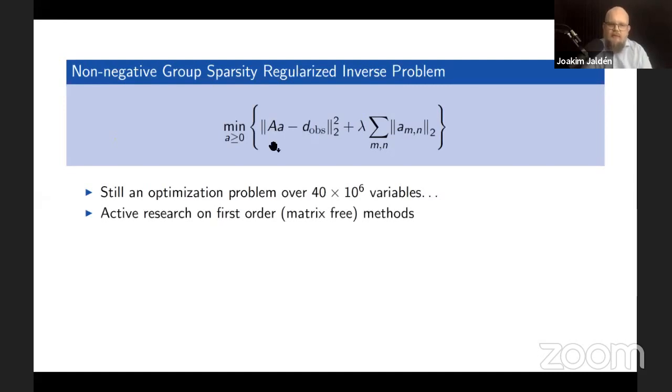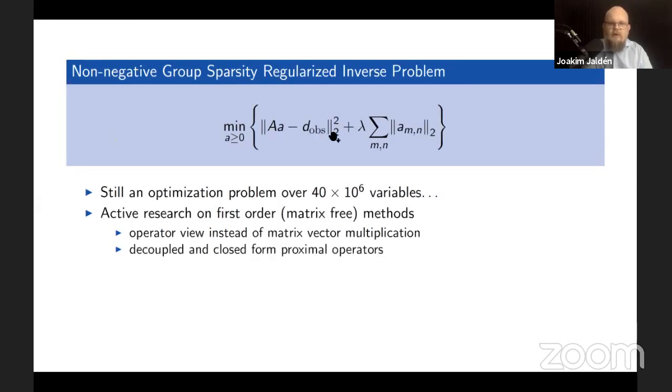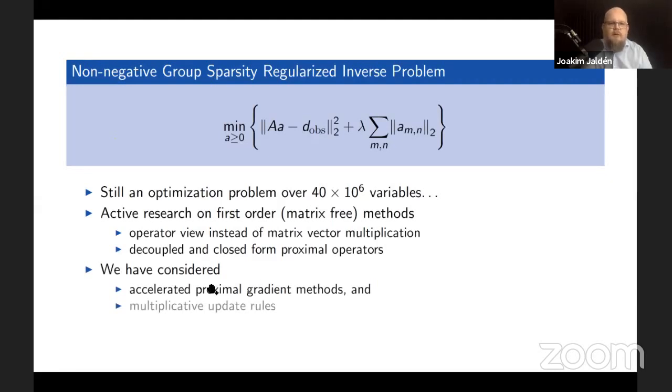But luckily for us, both in mathematics and in signal processing, there's been a lot of work in matrix-free methods or first-order methods that work with linear operators. You consider the effect of A rather than forming A as a matrix. Also there's been work on proximal operators. The regularization term and the positivity constraint can be handled by proximal operators, which turn out to have closed form solutions, which is very nice. For the purpose of the project, we have considered a couple of different methods. Accelerated proximal gradient methods, this is what we wrote most about. We also considered multiplicative update rules to solve these problems, which is actually closer to what's implemented in the actual product I showed you in the beginning.